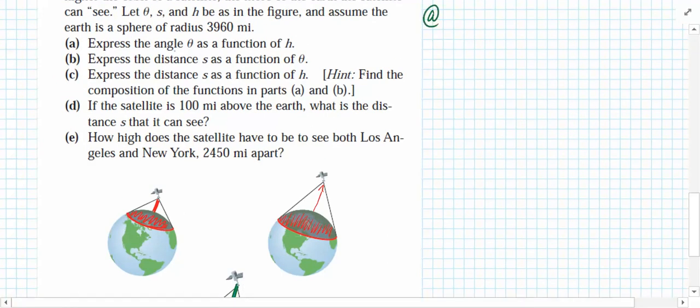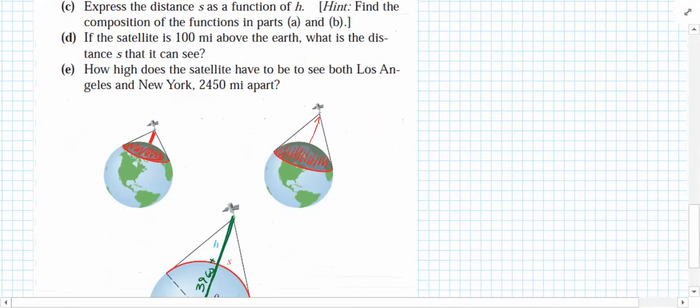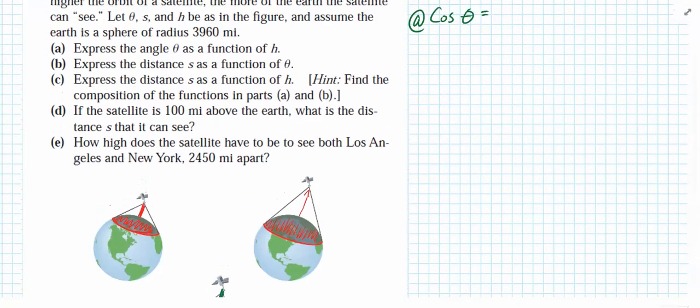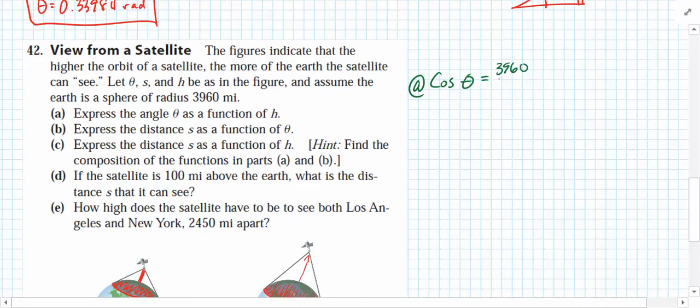Part A asks us to express the angle theta as a function of h. Well, we know that cosine of theta is equal to the adjacent side, which is 3,960, divided by the hypotenuse, which was 3,960 plus h. Now, if we need to express the angle theta as a function of h, then we need to solve for theta, or get theta by itself. So theta would be equal to the inverse cosine, or arc cosine, of that same fraction, 3,960 divided by 3,960 plus h.